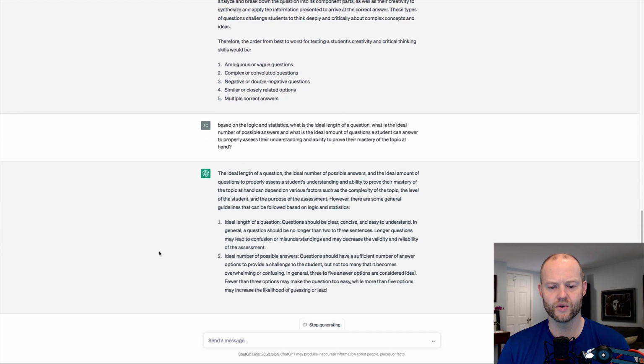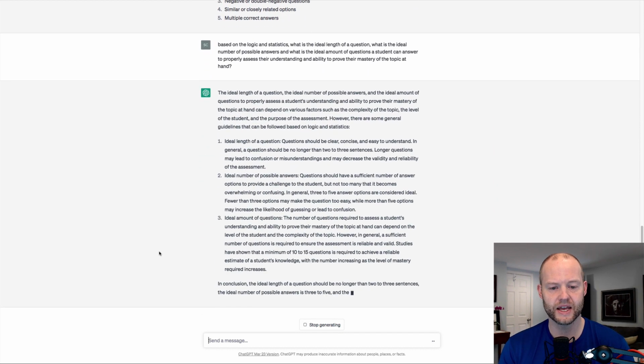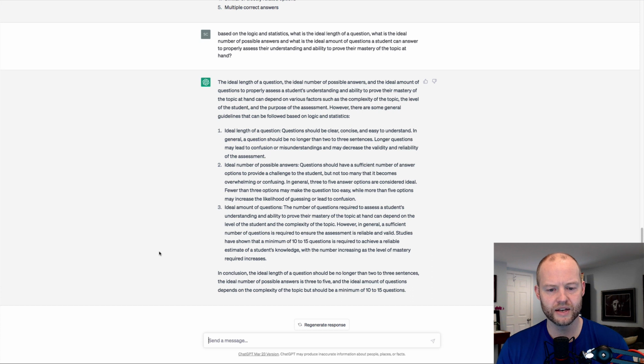So the ideal length of a question, so it's restating it. Okay, cool. So questions should be clear and concise and easy to understand. In general, a question should be no longer than 2 or 3 sentences. Longer questions may lead to confusion or misunderstandings. Okay, so no more than 2 to 3 sentences. We can create that.